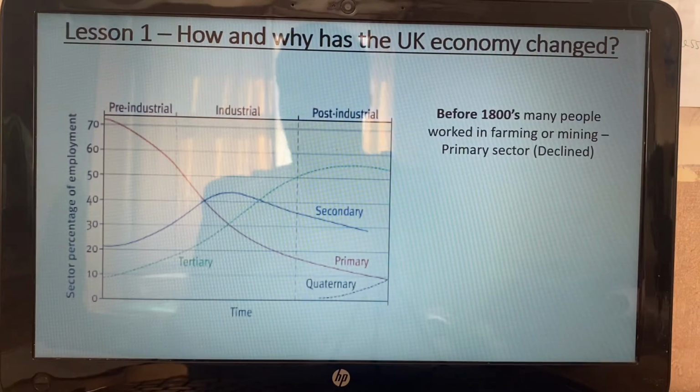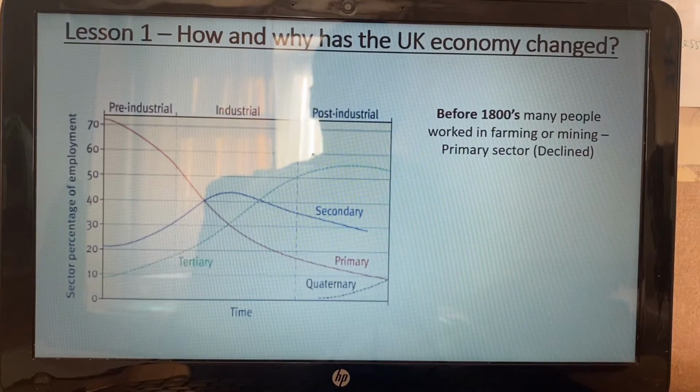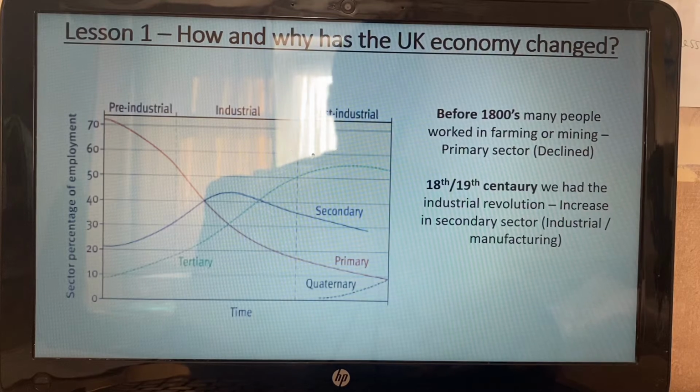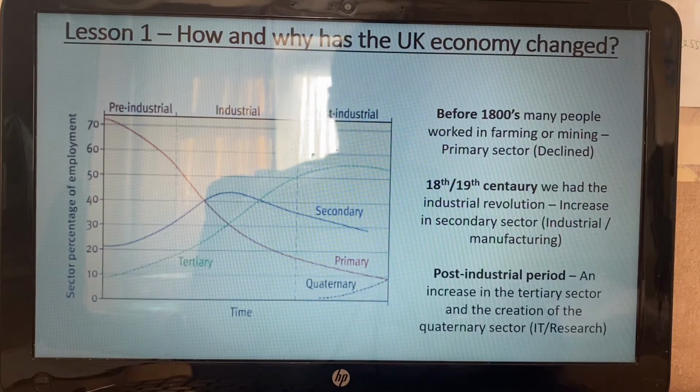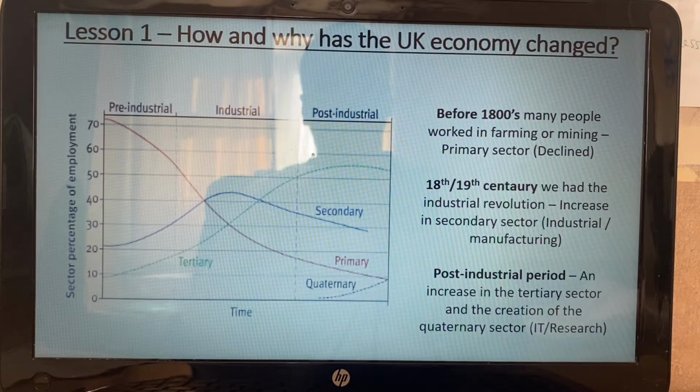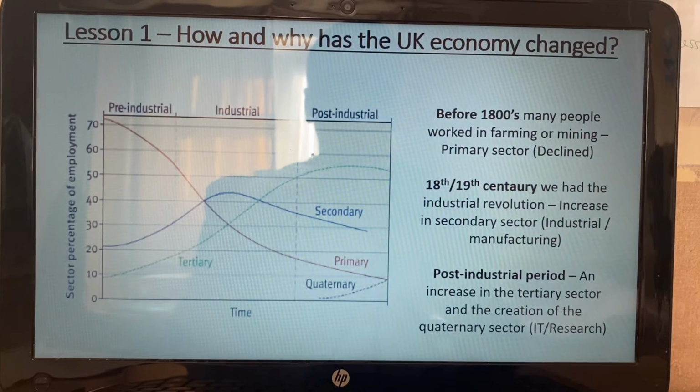So you very quickly talk about how before the 1800s many people worked within farming and mining, and this sector declined the most. That's the primary sector. Between the 18th and 19th century, we had the Industrial Revolution, so industrial and manufacturing, with many people coming over to work in these sectors. And lastly is the post-industrial period, which is the service sector, like jobs in teaching, and then we've got the quaternary sector such as IT and research.